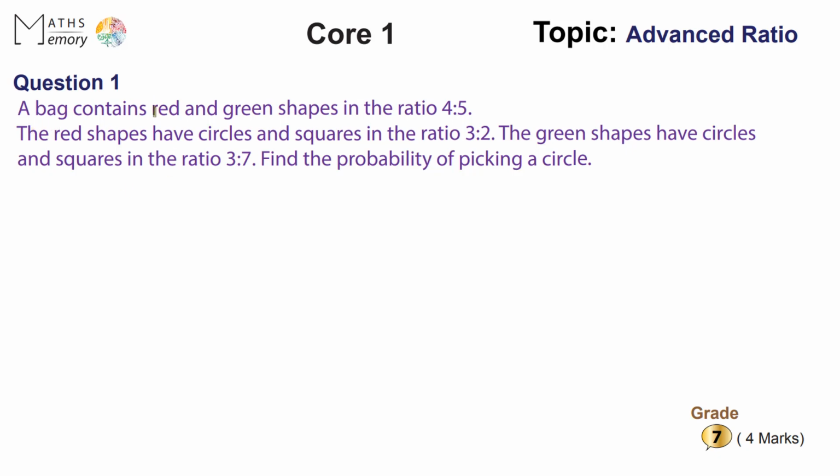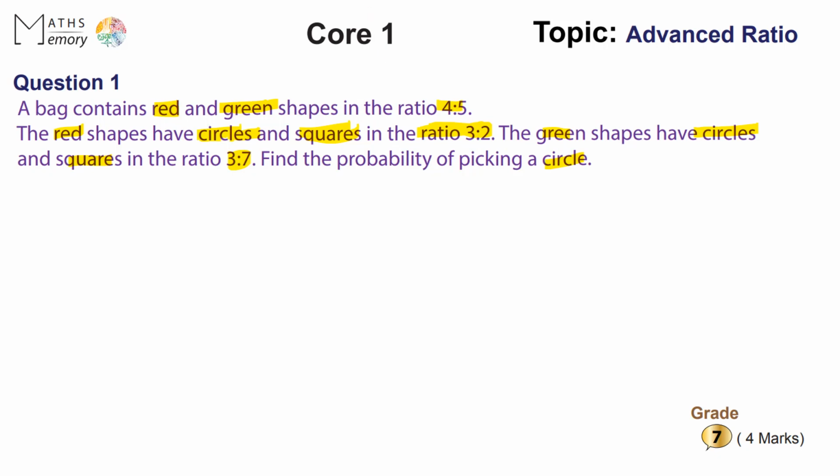A bag contains red and green shapes in the ratio of 4:5. So there are two different categories over here, two different outcomes, red and green. The red shapes have circles and squares in the ratio 3:2. So already we're looking at a different type of category as well. You can divide the reds into circles and squares. The green shapes have circles and squares as well in the ratio 3:7. So both the reds and the greens have the same types of shapes, i.e. circles and squares. Find the probability of picking a circle.